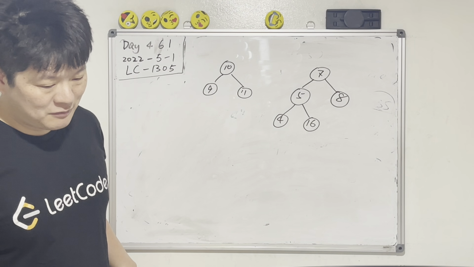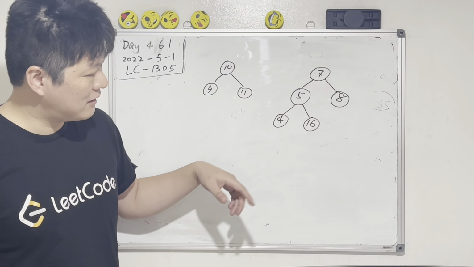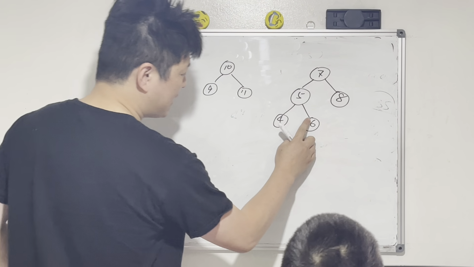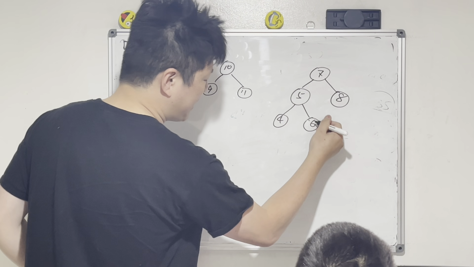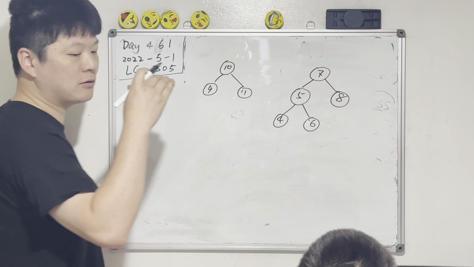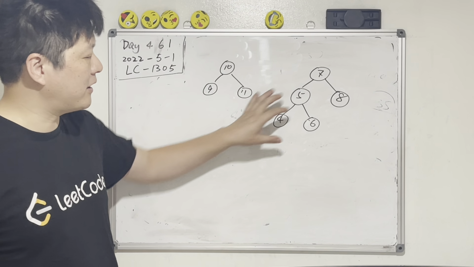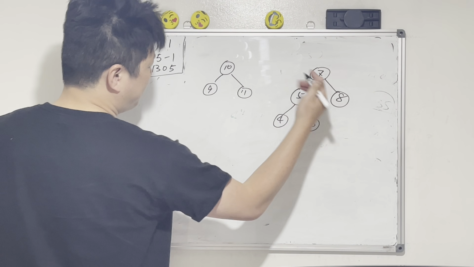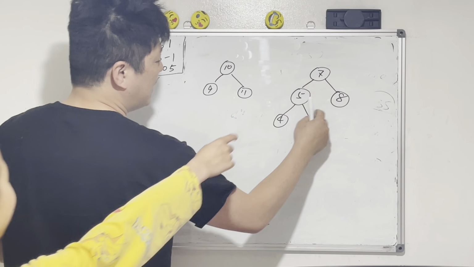No. Why is that? Because 16 is not smaller than 7. Well done, that's a good spot. Okay. On the left tree, the nodes have to be strictly smaller than the parents. So on the left side, put in other words, the nodes have to be strictly smaller.